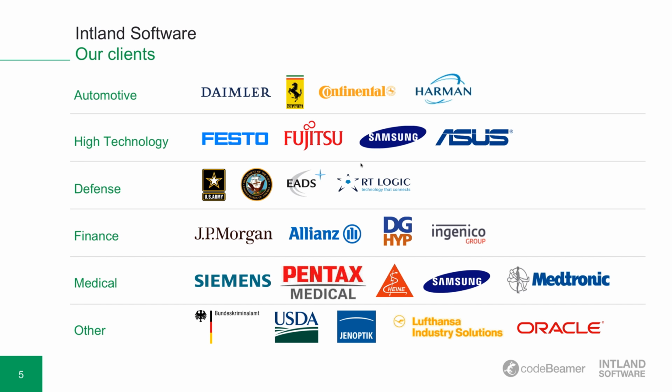And here you can see a short list of our customers. As you can see, we have various clients from diverse industries, such as automotive, high technology, defense, finance, and medical, and also from many other industries. We also have mid-size companies and global large enterprises, for example, Siemens, Daimler, or Medtronic. Internet Software also provides consultancy and services from Germany, and our mission is to help our clients manage and develop their elaborate and complex products.